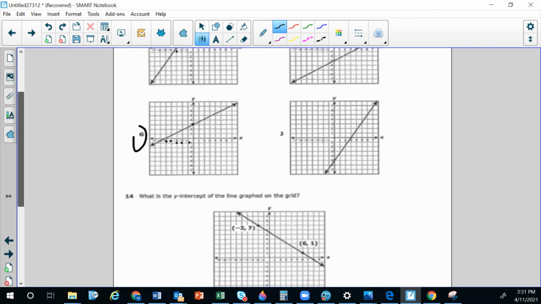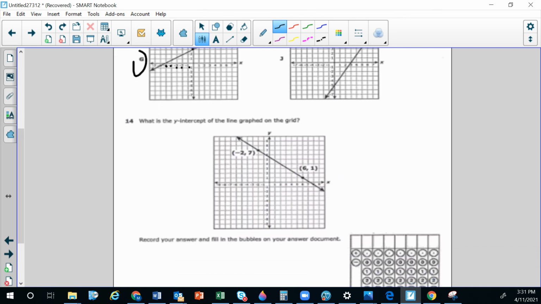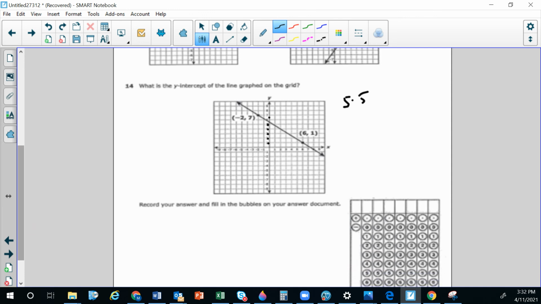And then the next question is, what is the y-intercept of this graph? Again, the y-intercept is where the line crosses the y-axis. That's 1, 2, 3, 4, 5. It looks like it's between 5 and 6. Now, on these STAAR tests, when a line crosses between two integers, it's safe to say it's 5.5, and we can prove that. I'm going to say 5.5 because it splits between 5 and 6.